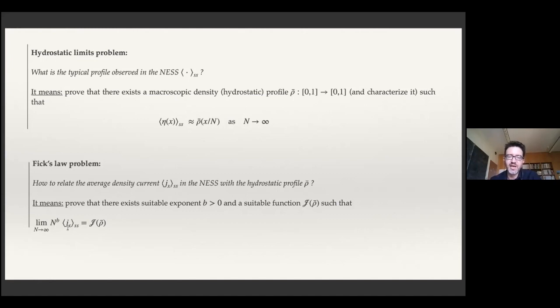If I denote j_x as the current on site x, by rescaling this microscopic current depending on N, you want to study the thermodynamic limit of this current and show that it converges to something depending on the hydrostatic profile. Typically in diffusive systems, the b, which is here, is equal to 1, because of the normalization that I choose. Okay, so this is the second question.